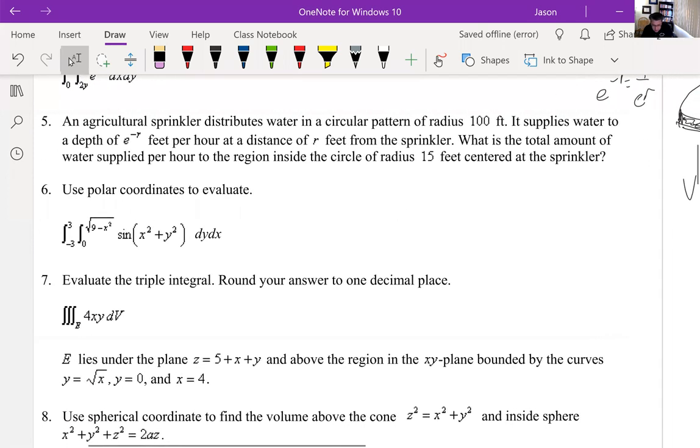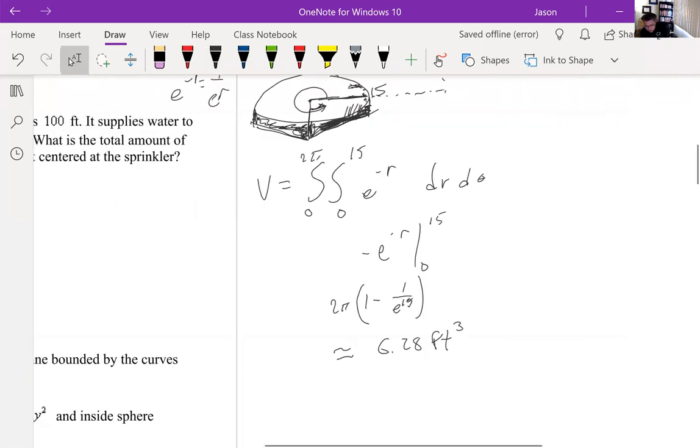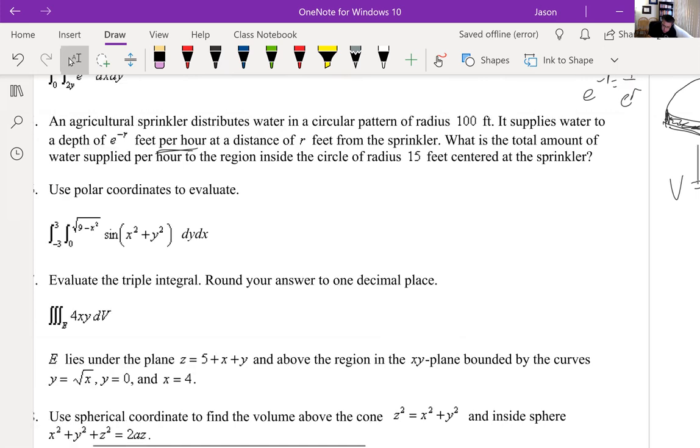Okay, if the depth in feet per hour, so this was a rate. If the depth of feet per hour goes out at a distance, so in 1 hour it would be, you know, this amount, and then the next hour would be another amount. And so we're actually finding the volume of that rate. So this is going to be volume per hour. Okay, what is the total amount of water supplied per hour?